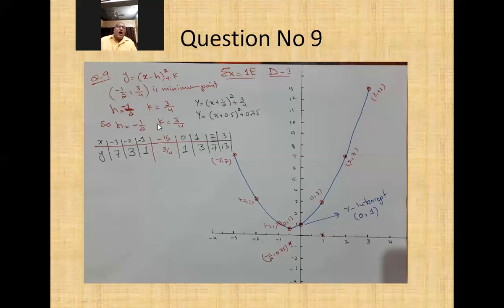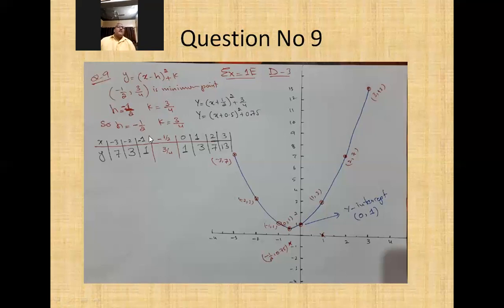So now I know the coordinates of the turning point. The minimum point is actually the turning point. So once you know the coordinates of the turning point, you can put them here. So the actual equation is y equals x. When you put h as minus 1/2, this will become positive 1/2, 3/4. So this is that original equation, that is x plus 0.5 whole square plus 0.75.